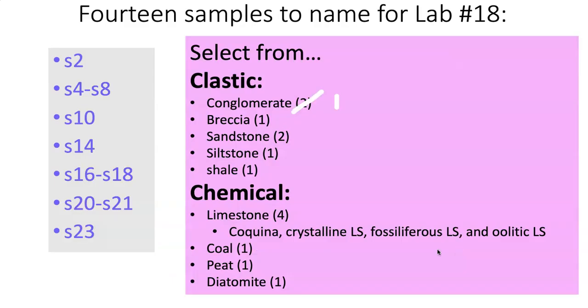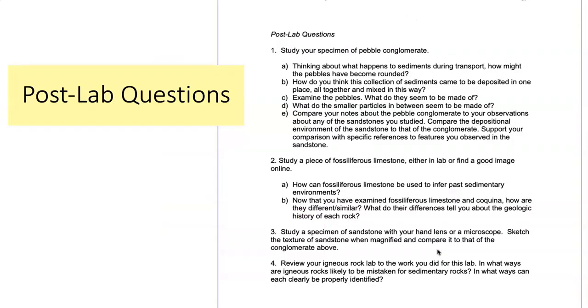So just to clear up what we have to look for, we did one of the conglomerates, we did the siltstone, we did one of the limestones, which was the coquina. So you have 11 left to try to identify. And remember that there are post-lab questions. Good luck, and be sure to ask if you need help.